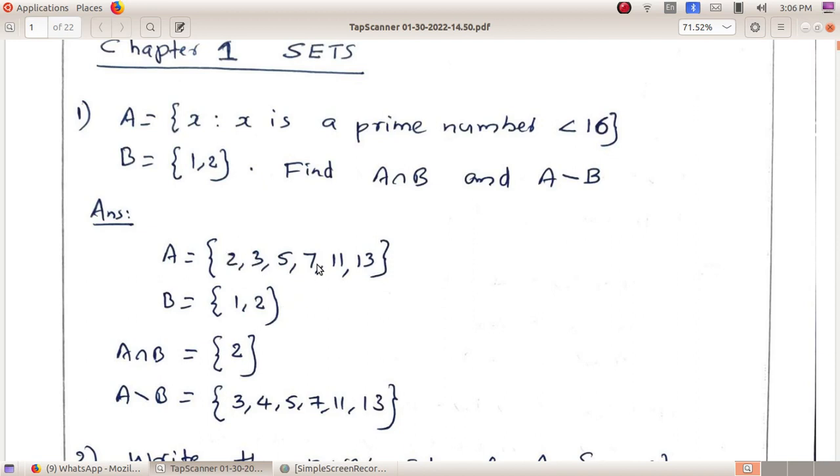And 3, 5, 7, 11, 13. Okay, here I wrote 4. This is not correct. 4 is not needed here, because 4 is not in A. Therefore, the answer is 3, 5, 7, 11, 13. So erase this 4. This is not added. So that is all about A difference B.